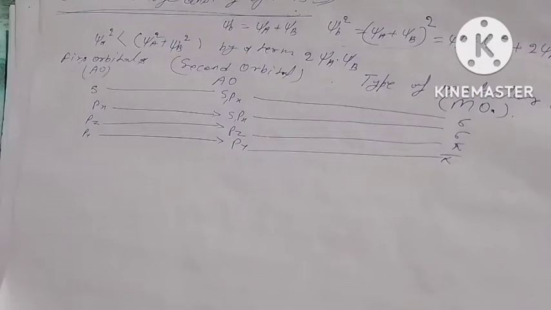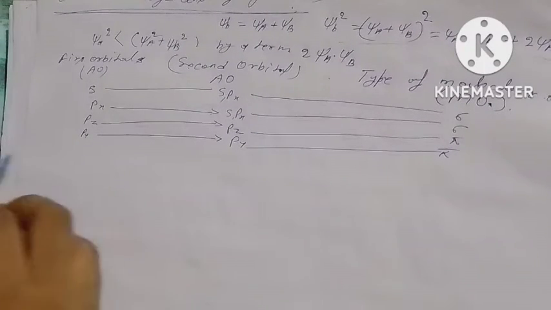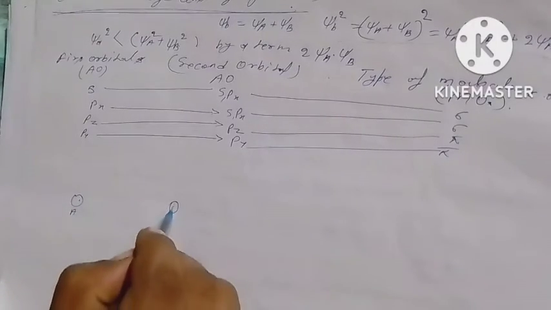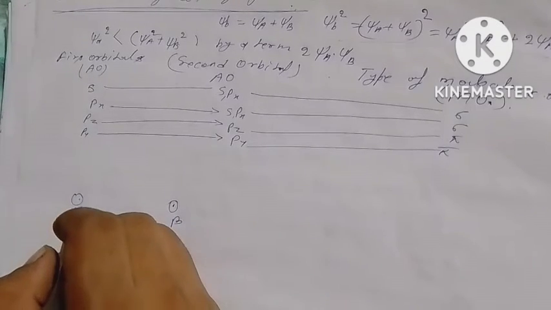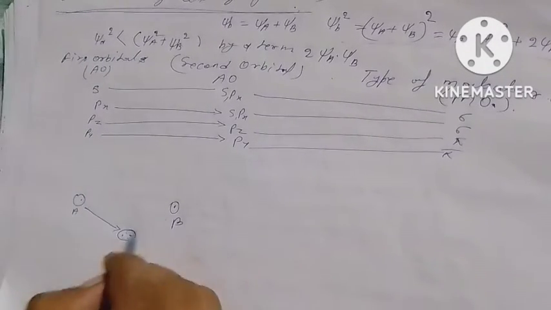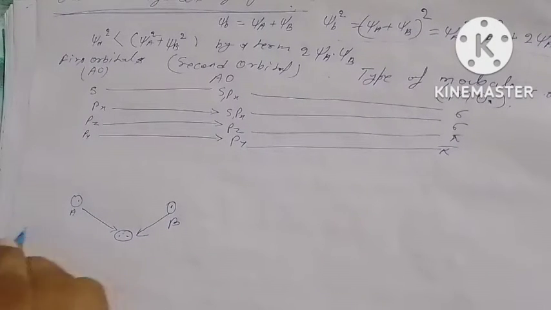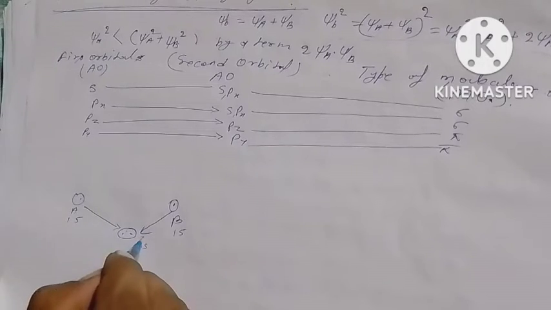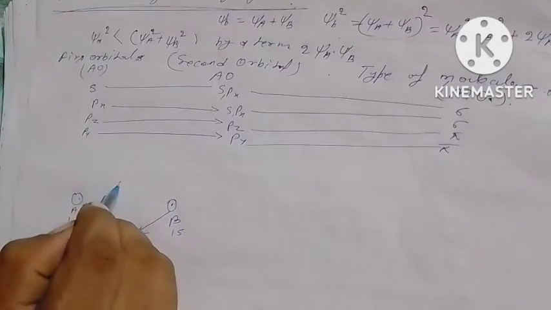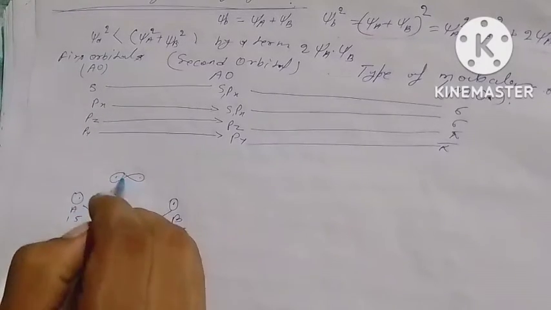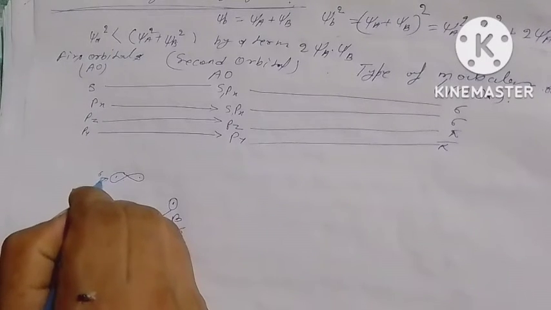The combination of 1s orbitals of atoms A and B to form molecular orbitals. This is A and this is B. After combination, this is the sigma bond, and the conjugate is anti-bonding.